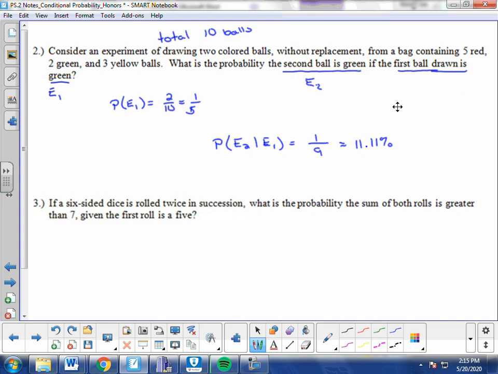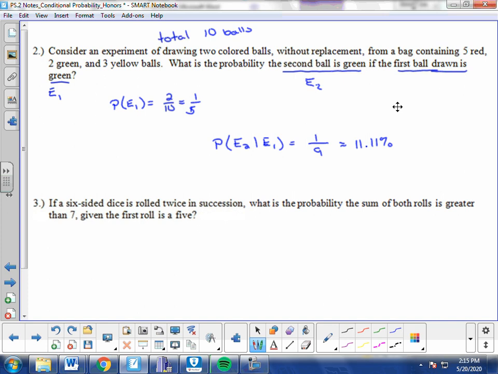So if I was just looking at the probability of drawing out a green ball, it would be a 20% or 1 in 5 chance. But if I look at the probability of drawing a green ball after already drawing a green ball, the second event there is going to be a 1 in 9 chance.